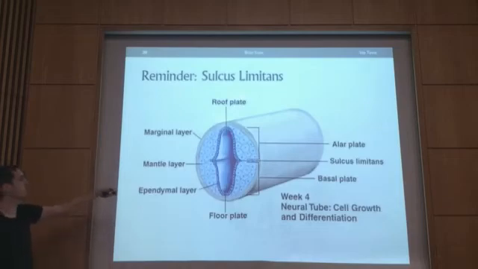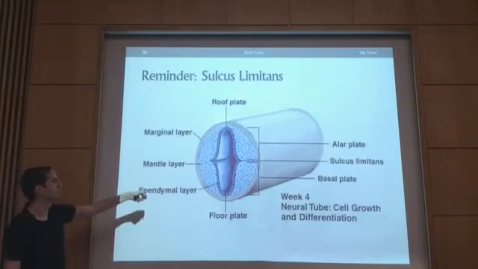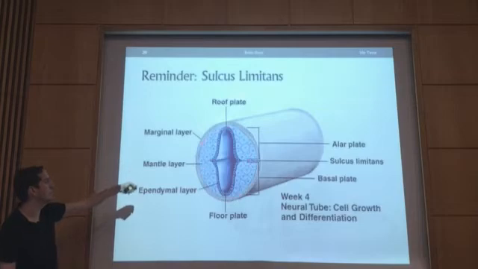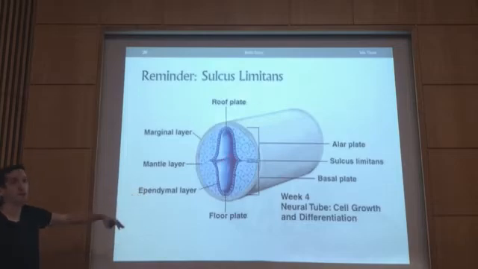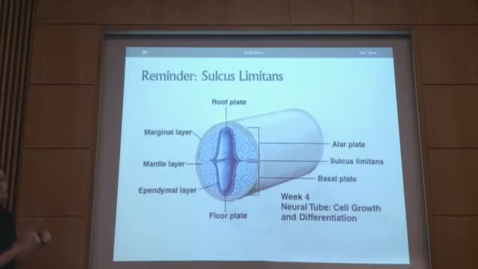So this region, in the spinal cord, is going to be part of the motor system, and this is part of the sensory system. It's not that important for now. But the border between the dorsal part, the part we call the alar plate, and the ventral part, the basal plate, is this sulcus, and we call it sulcus limitans.